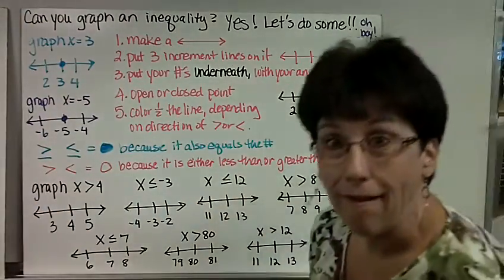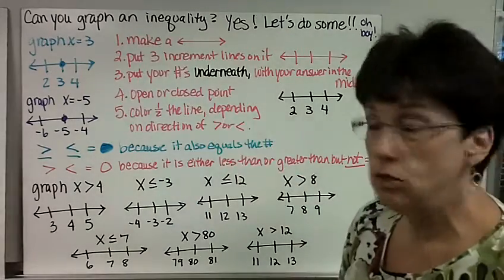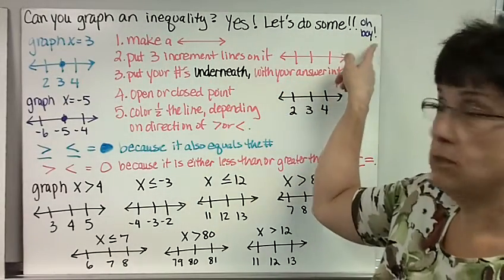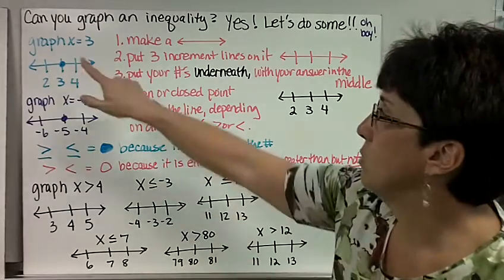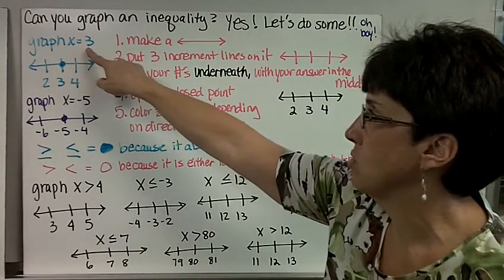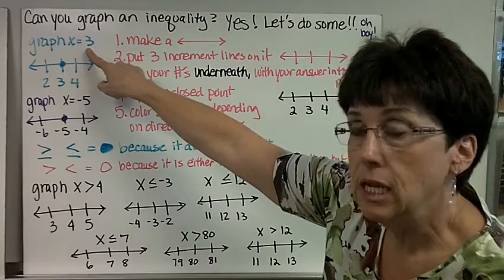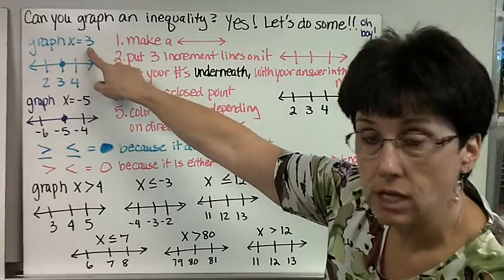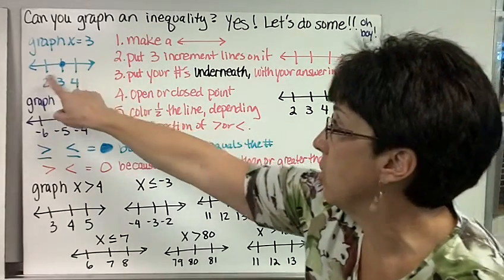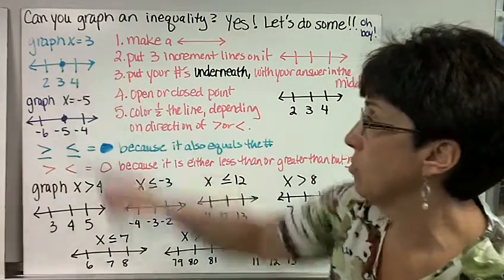You can graph an inequality. Can you? Yes, you can. So let's do some. I know that's what you're thinking, right? So let's say we said graph x equals 3. Well, this is not an inequality. This is graphing an equal sign. So we just make our number line and put a dot at 3.